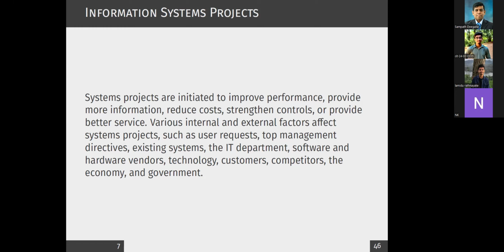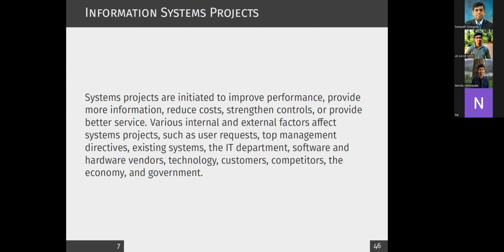Right. Now, there are other things as well we have to focus on. We call them internal and external factors. For example, user requests. Why are we doing a system project? Sometimes it may be users requesting. For example, students might request, okay, we need to have a software system to handle student requests. Or sometimes it might come from the top management. Maybe top management can direct you to develop this. So there are various factors for a system project.